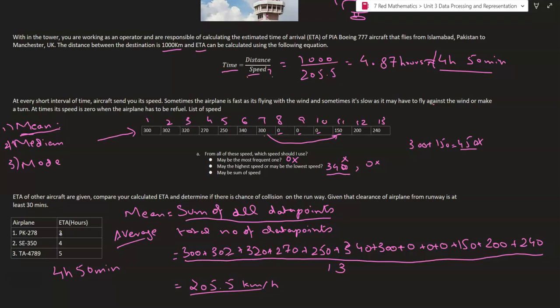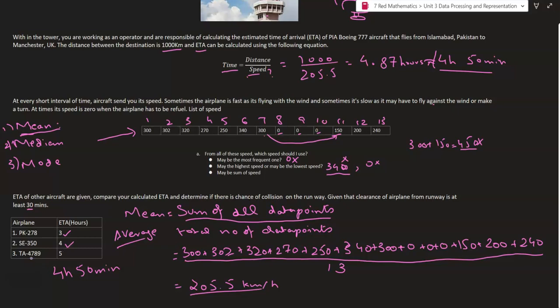So we see that the first airplane, PK278, its ETA is 3 minutes. So it will land safely because the distance between this ETA and this ETA is very great. So that's not a problem. SC350's ETA is 4 hours, and ours is 4 hours 50 minutes. Again, this is cleared because the minimum is 30 minutes. So this aircraft will be safe as well.